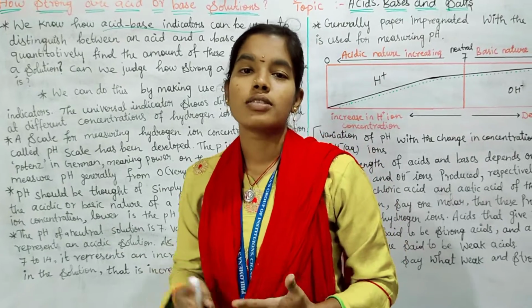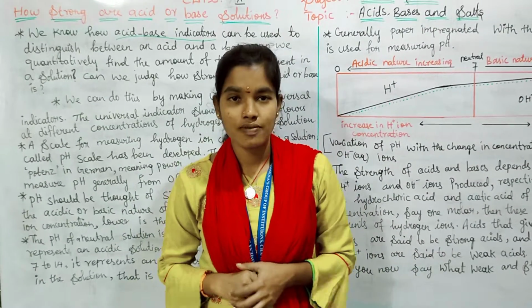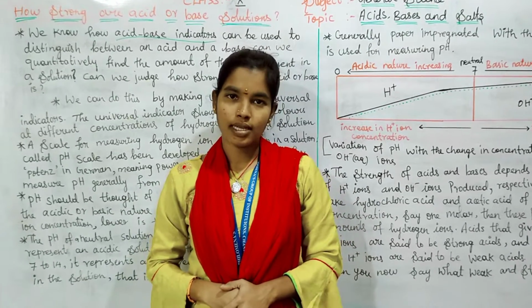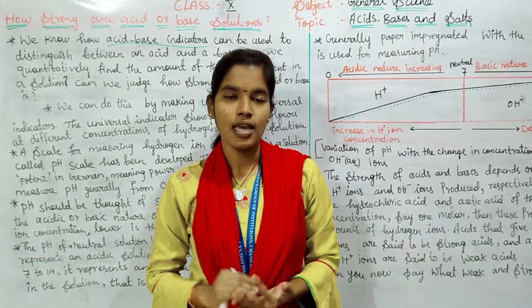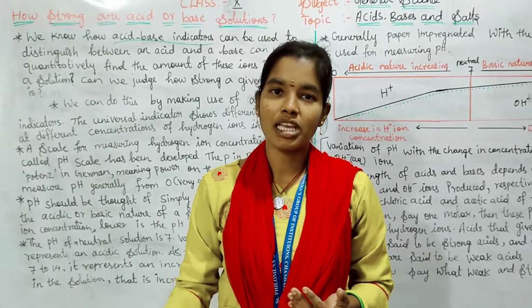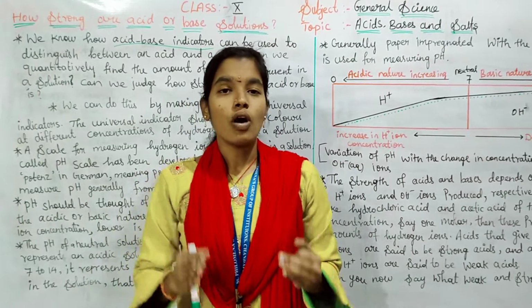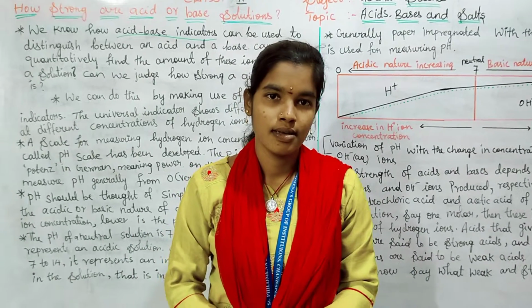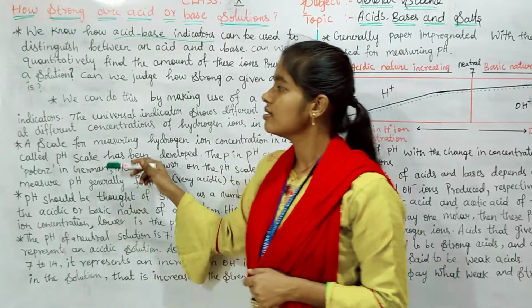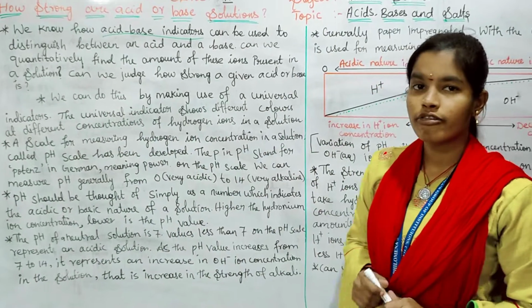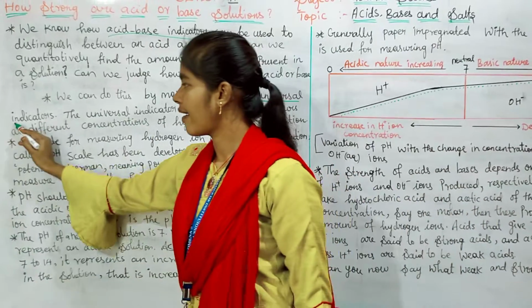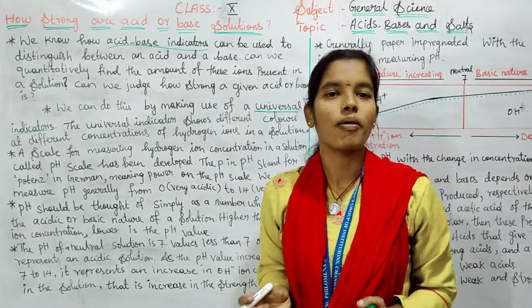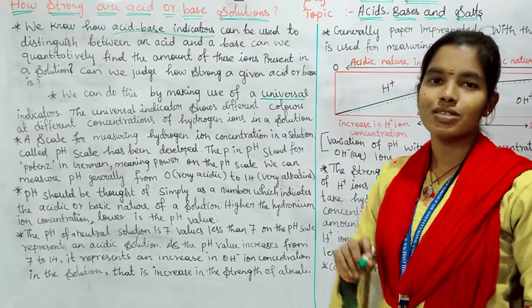In the previous class we discussed whether a given solution is an acid or a base, and how we can identify it with the help of natural and synthetic indicators, which change color. But how can we judge whether a particular acid or base is strong? The answer is, we can do this by making use of universal indicator. We can judge how strong or how weak a given substance is with the help of universal indicator.